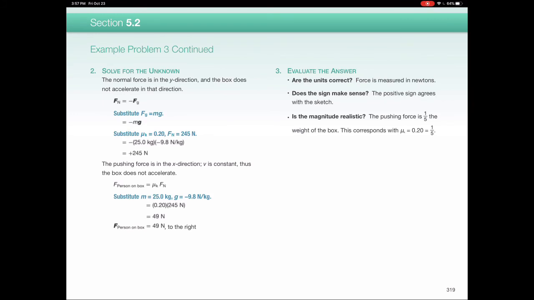Now the pushing force is in the x direction. We know we have constant velocity, so the box is not accelerating. That tells us that the applied force is going to be equal to the force of friction. In this case, since we have the normal force and we have the coefficient of friction, just take the coefficient times the normal force, and we get 49 newtons. The force of friction is 49 newtons, so the applied force has to be 49 newtons.